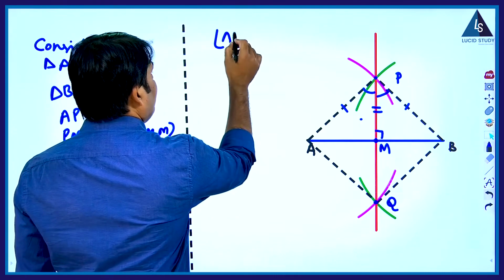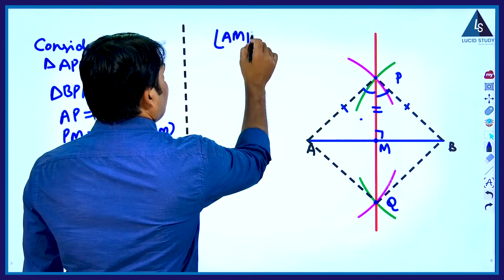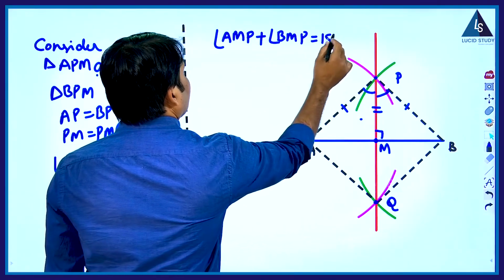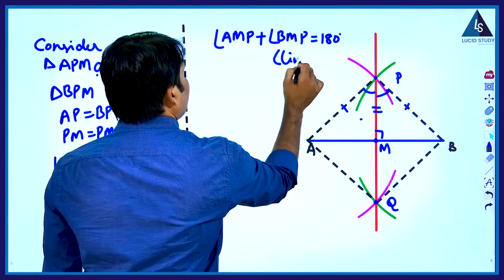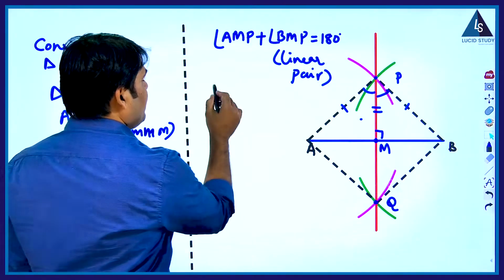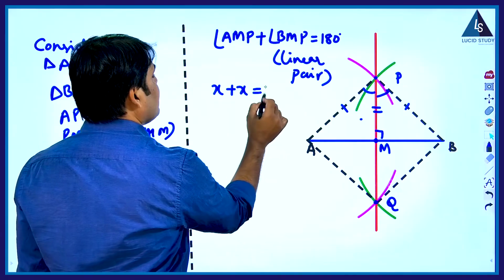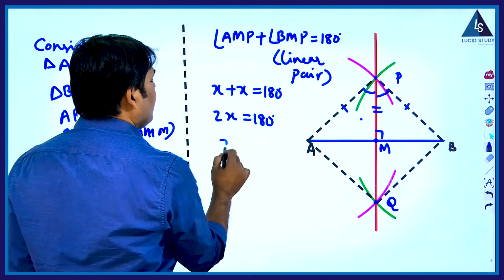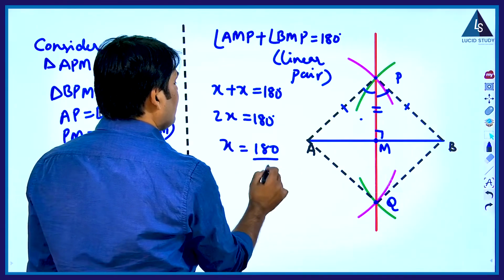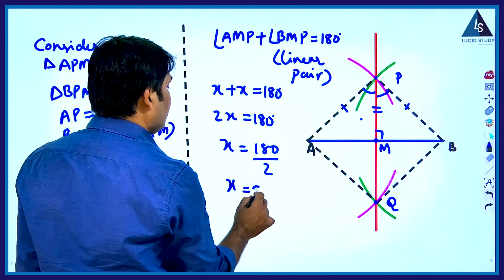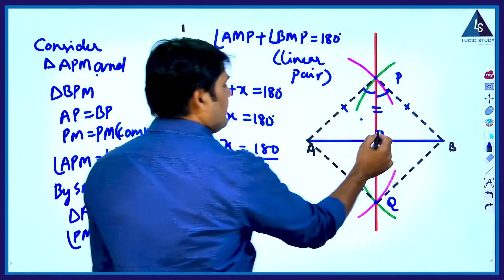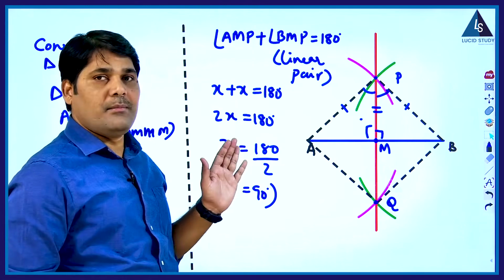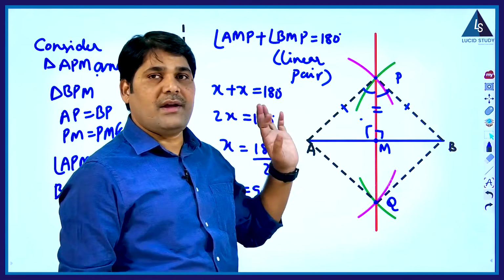Therefore, angle AMP plus angle BMP is equal to 180 degrees because of linear pair. So AMP and BMP we assumed as X, so X plus X is equal to 180. So 2X is equal to 180 and X is equal to 180 upon 2, that is equal to 90 degrees. So this angle is 90, this angle is also 90. Hence PQ is an angle bisector. The angle 90 we have shown.